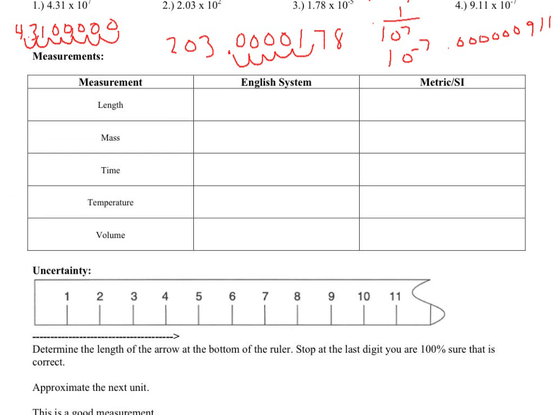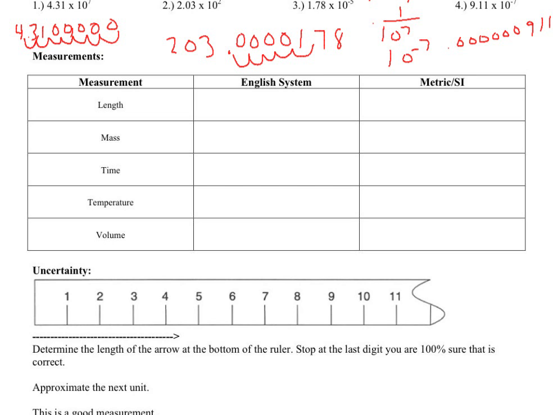Okay, the other part with that, so scientific notation is used for a lot of calculations and measurements, but when we do measurements, there's kind of two components to it. Obviously we have a number, but what's important is the unit as well. Okay, and so we have different systems that we use. English system is what we use here in America.